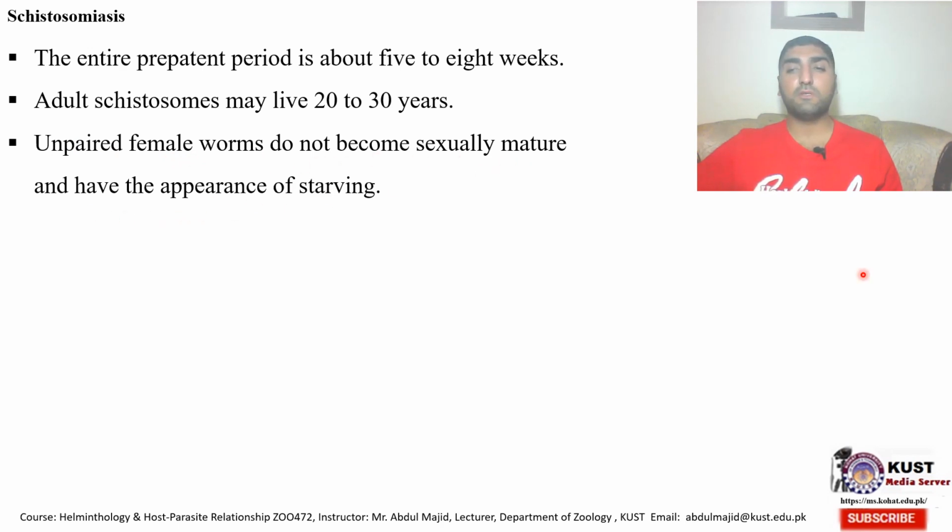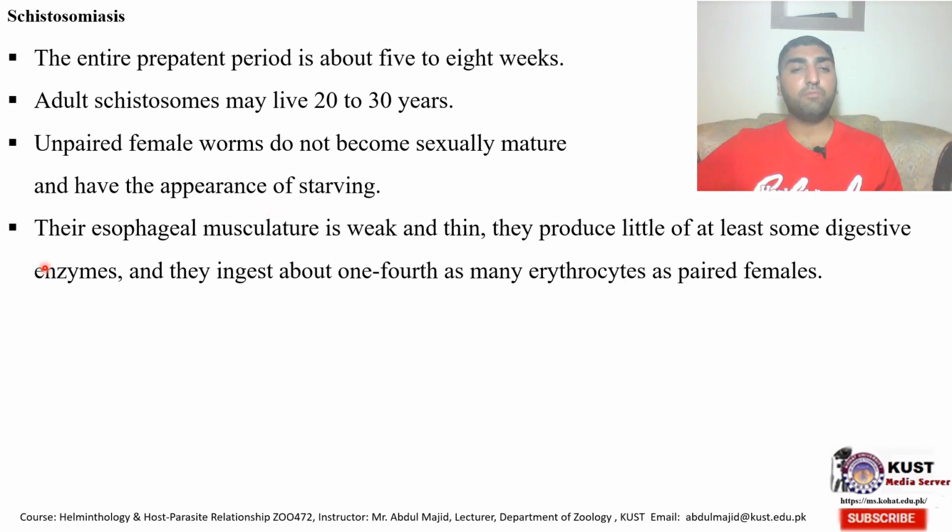The unpaired female worms do not become sexually mature and have the appearance of a starving worm. Their esophageal musculature is very weak and thin. They produce little of at least some digestive enzymes, and they ingest about a quarter as many erythrocytes as the paired female. If they are not paired with the male, they cannot produce eggs or continue their life, and they appear like starving worms.